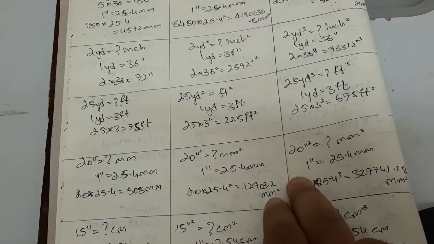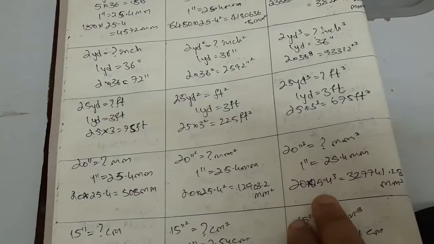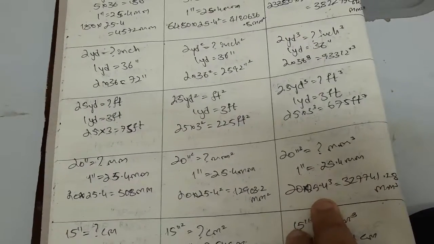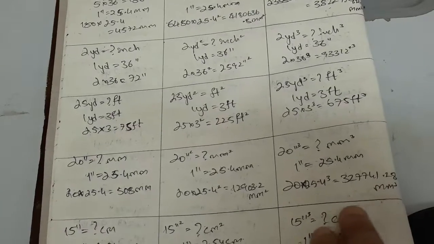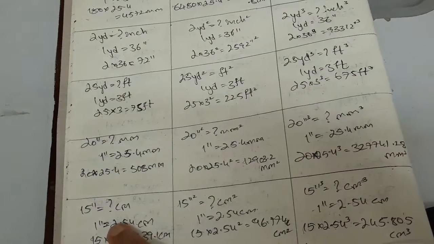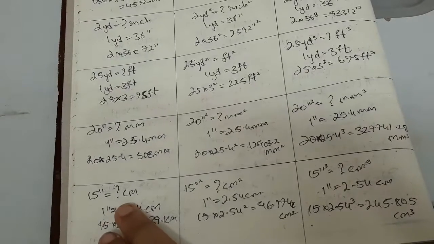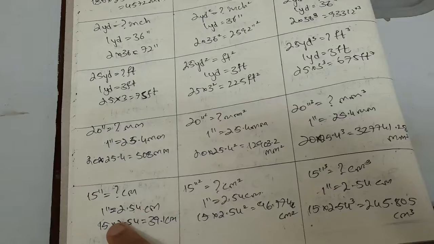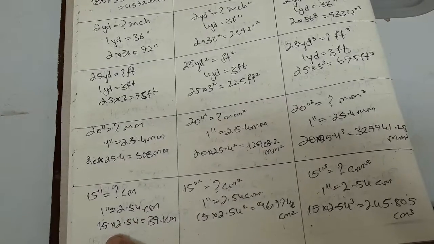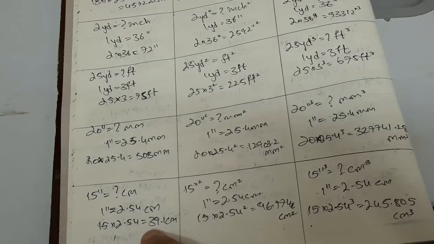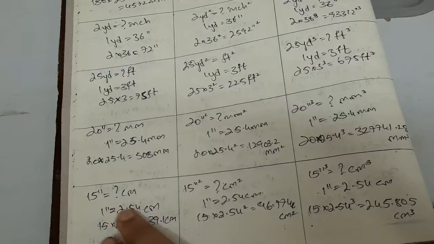Now since 1 inch is equal to 25.4 mm, 20 into 25.4 cube gives us 327741.28 mm cube. Coming to our next problem, we have 15 inch is equal to how many centimeters? Now since 1 inch is equal to 2.54 centimeters, 15 into 2.54 gives 39.1 centimeter. So that's how we are converting inches to centimeter.